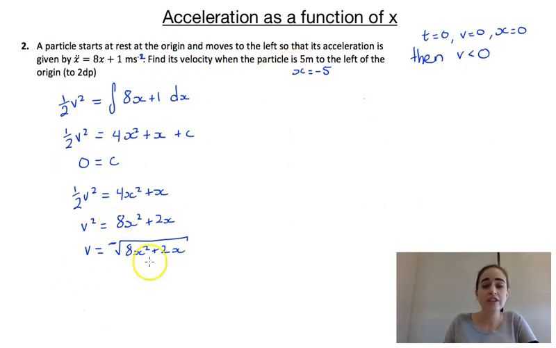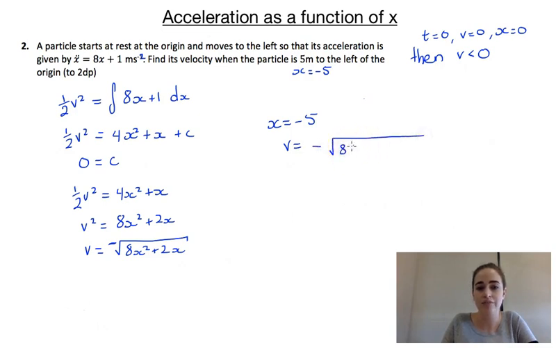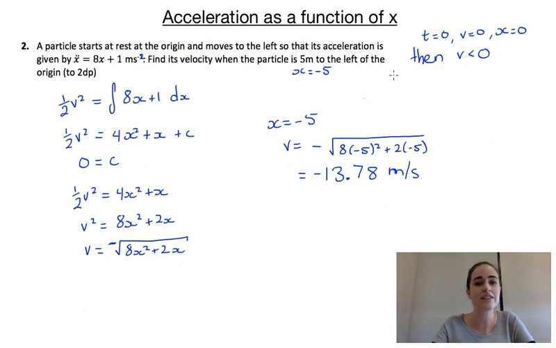All right, so we've got the velocity in terms of the displacement. We want to find it when x is equal to minus 5. So we're going to substitute that in. So we'd have minus the square root of 8 times minus 5 squared plus 2 times minus 5, which will give us a velocity. It asks us to 2 decimal places. It'll give us a velocity of minus 13.78 meters per second. Actually, I think it should be meters after all, shouldn't it? If that's meters per second squared there, so that should just be meters there. So that's having a look at acceleration as a function of x.